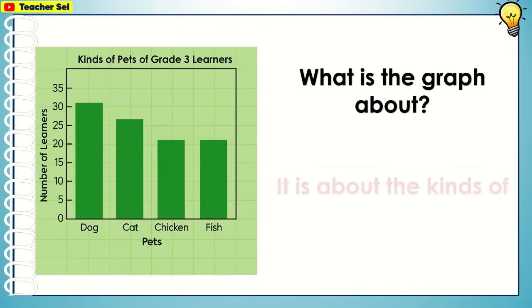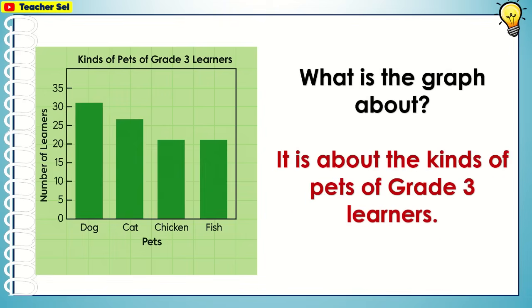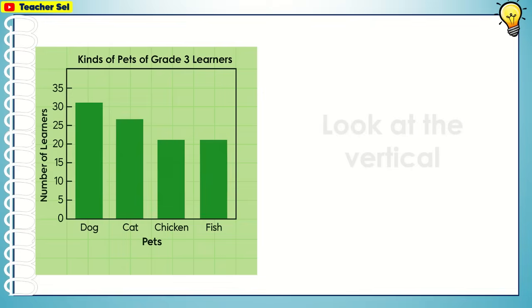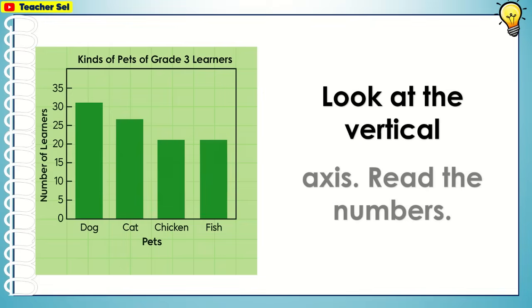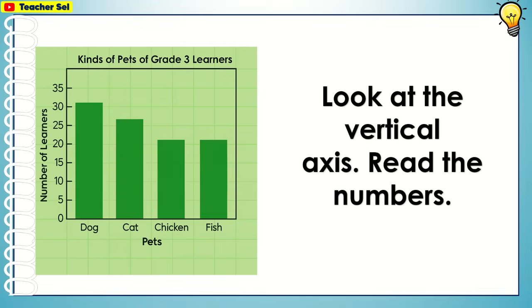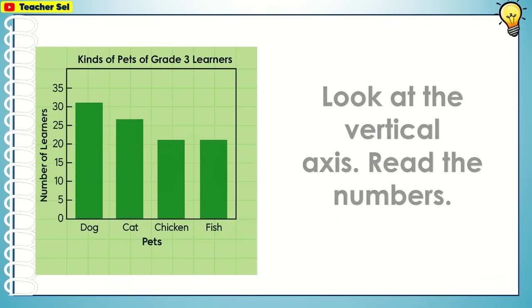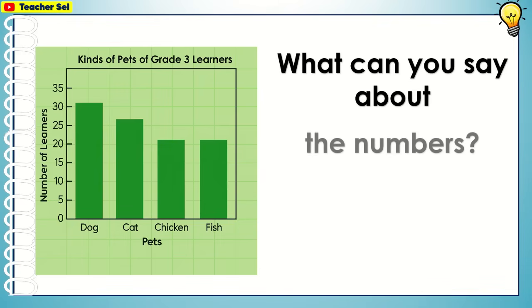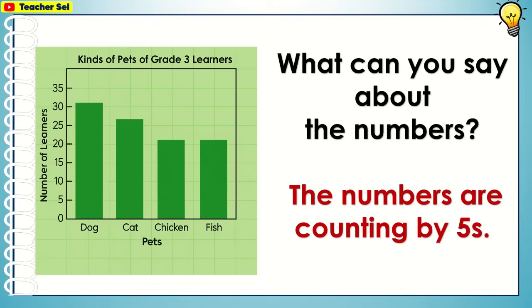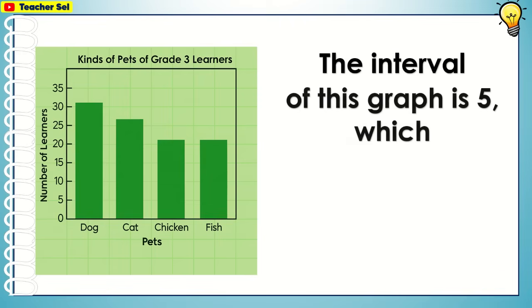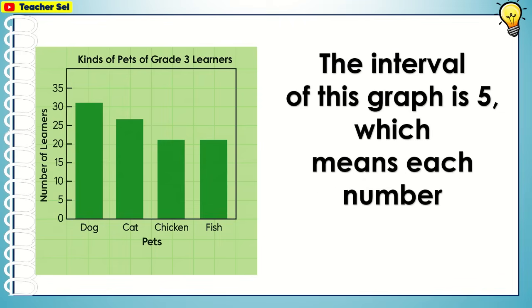What is the graph about? It is about the kinds of pets of grade 3 learners. Look at the vertical axis. Read the numbers. 0, 5, 10, 15, 20, 25, 30, 35. What can you say about the numbers? The numbers are counting by fives. The interval of this graph is 5, which means each number increases by 5.